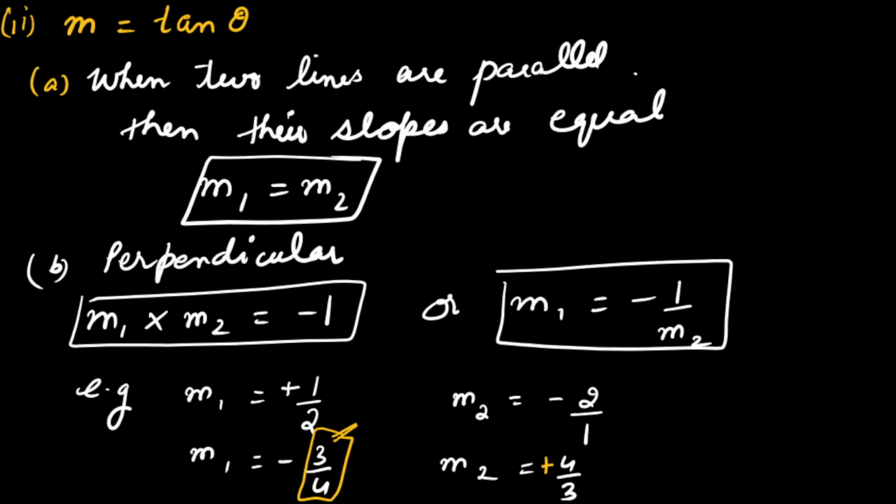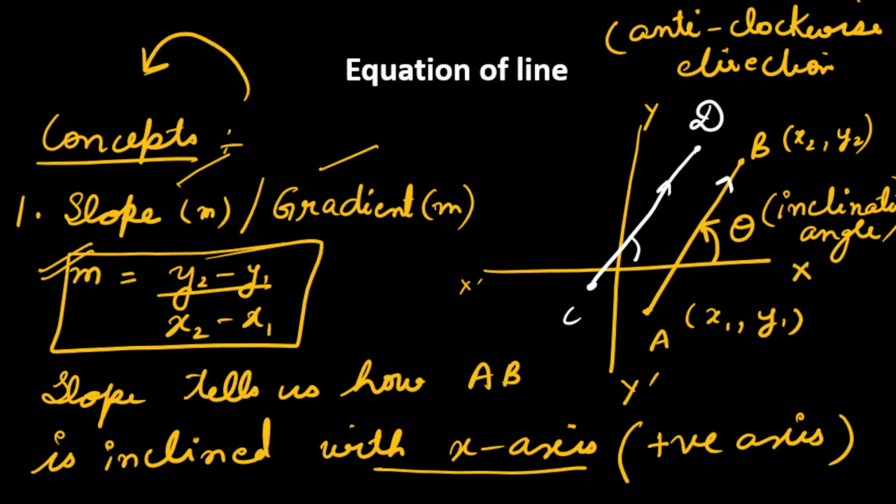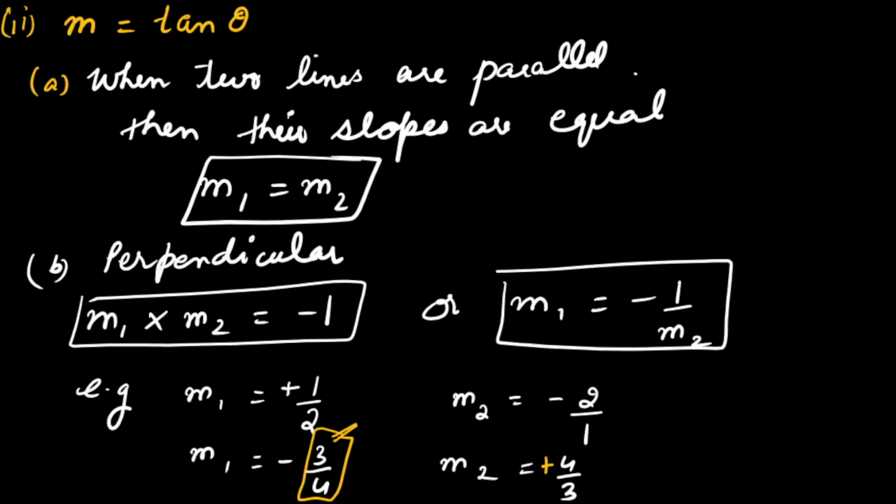So till now I have told you two formulas of slope: y2 minus y1 by x2 minus x1, and m is equal to tan theta. If two lines are parallel, their slopes are equal. If two lines are perpendicular, their slopes are negative reciprocals of each other. That means their product is equal to minus 1, or the slope of one is equal to minus 1 by m2. So these points you can make notes.